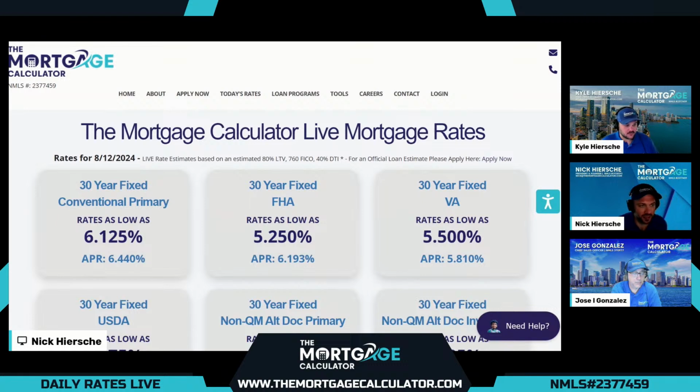So not much change since last week, but again, a lot of news going on. So we should see this all stabilize as we head into next month. First up is our 30-year fixed conventional. Rates coming in today, 6.125, final APR 6.440.